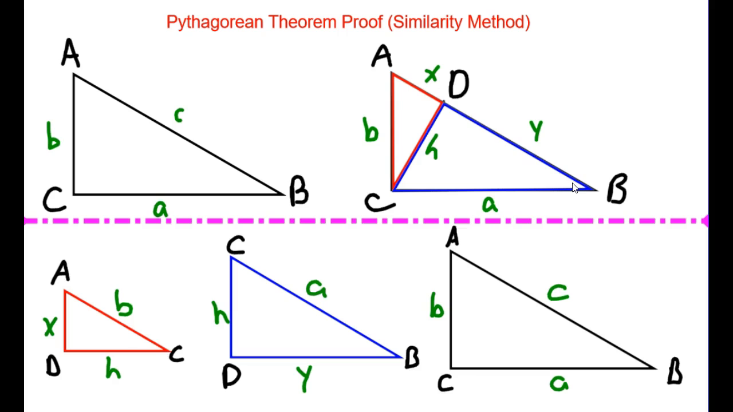Alright? Now down below, to make this easier to work with, I'm going to take this red triangle that we created and rotate it so that it lines up nicely with our right angle in the bottom left corner. Same thing with the smaller blue triangle. Going to rotate it so that our right angle is in the bottom left corner. And then we still have our larger triangle that we started with, triangle ABC.